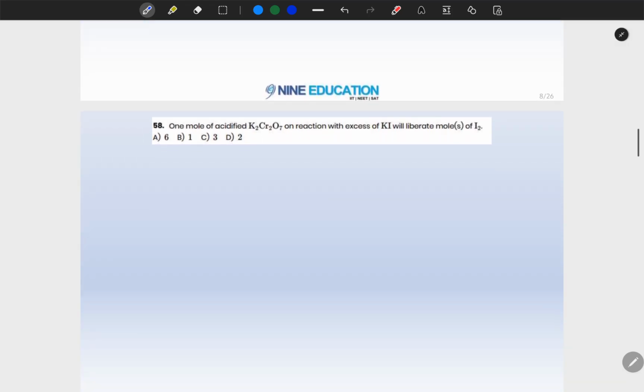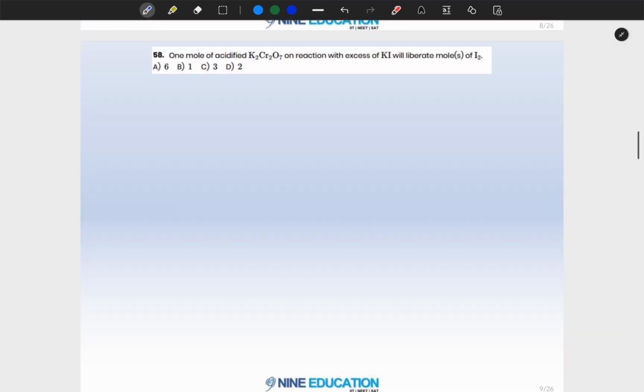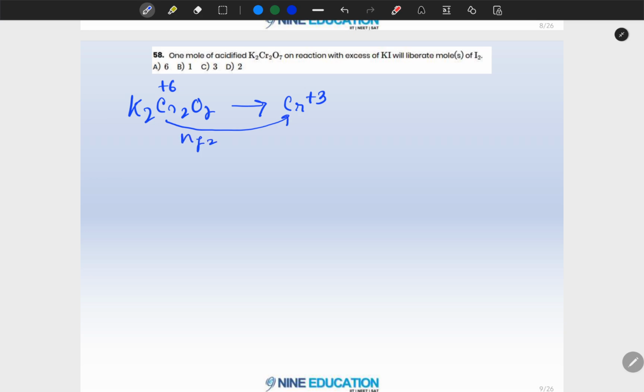Let's proceed to the next question. 1 mole of acidified K2Cr2O7 on reaction with excess KI. K2Cr2O7 in acidified medium will get reduced to chromium in +3 oxidation state. So chromium +6 will be converted to chromium +3. So what is the value of N factor of K2Cr2O7?